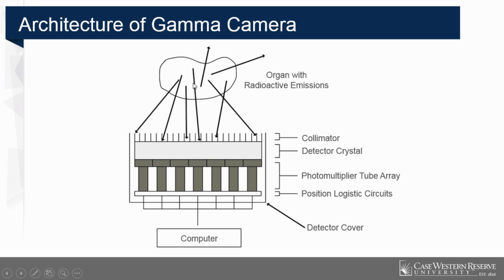So we said we're doing radionuclide imaging. We inject radioactive agents inside the body. They will radioactively decay, emitting gamma photons going out, and the camera will catch those for imaging. So let's go through each component one by one.